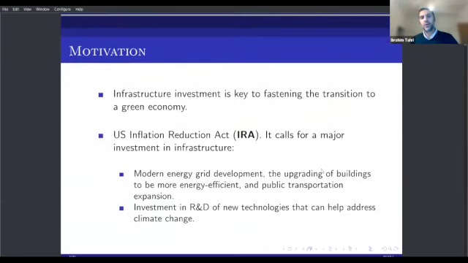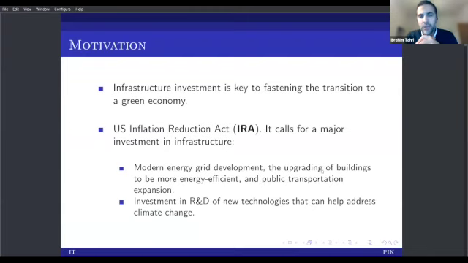So I go here with the idea that infrastructure investment is key to hastening the transition to a green economy. Some of you already mentioned the Inflation Reduction Act in the presentation, and for instance, the US Inflation Reduction Act calls for major investment in infrastructure. For instance, modernizing the energy grid, upgrading buildings to be more energy efficient, public transportation expansion, also investments in research and development in new technologies, etc.